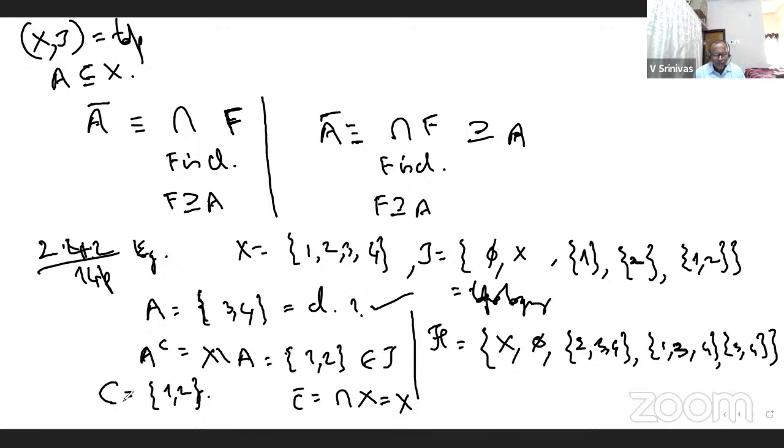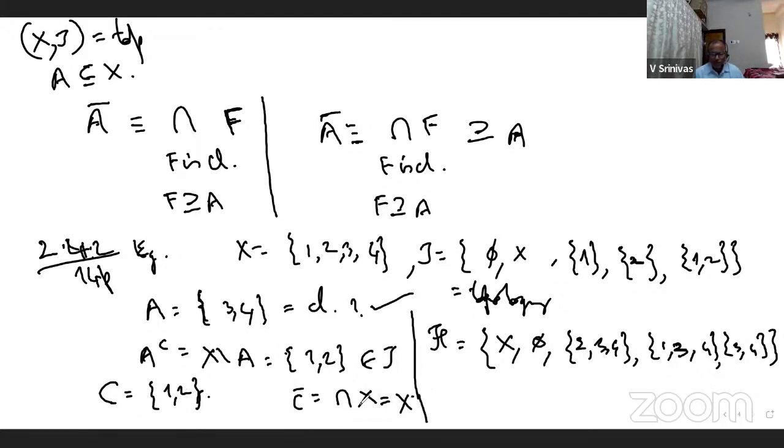Therefore, for C, these are all the closed sets. Out of these, you collect those which contain this C, the doubleton {1, 2}. There is only one element of this F which contains C, and that is capital X. The intersection of X is X itself. So that's how the closure of C is X. Therefore the closure of this set is the whole space consisting of 1, 2, 3, 4.